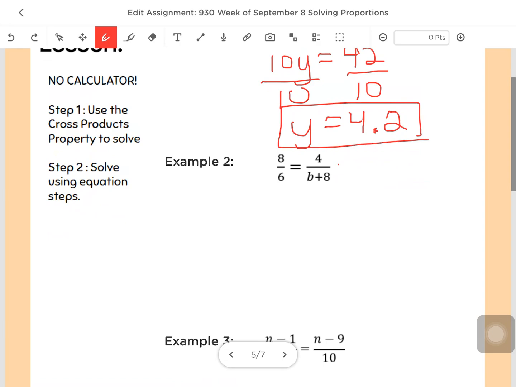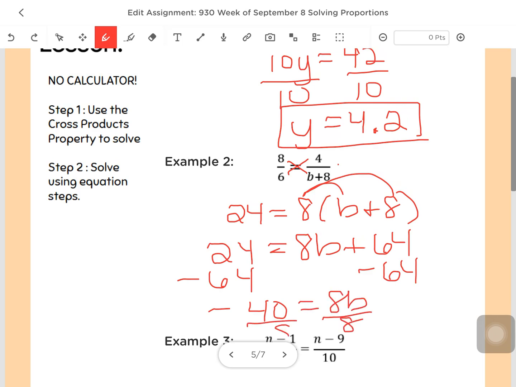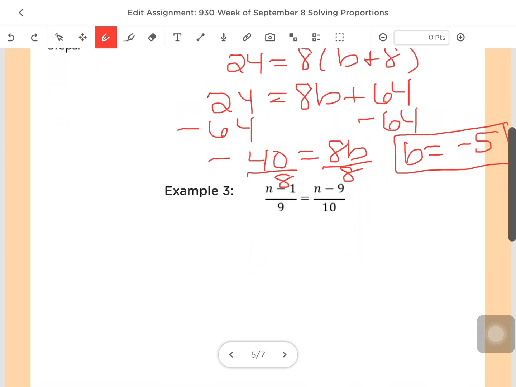So the next one, we have a variable that's also being added on to here. We're going to solve this with cross products. So 6 times 4 is 24. And I'm going to multiply 8 times the entire denominator of b plus 8. So I'm going to have to do a little distributing here. 8 times b is 8b, and 8 times 8 is 64. I'm still going to solve this like a regular equation. This is negative 40 equals 8b, and I'm going to divide both sides by 8. So b is equal to negative 5 in this case.